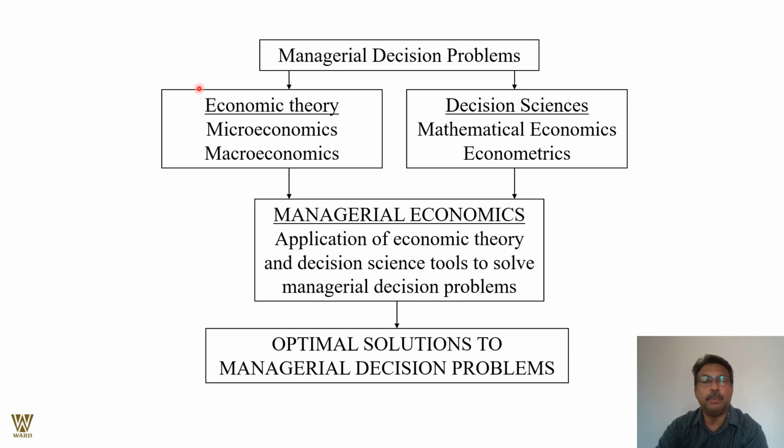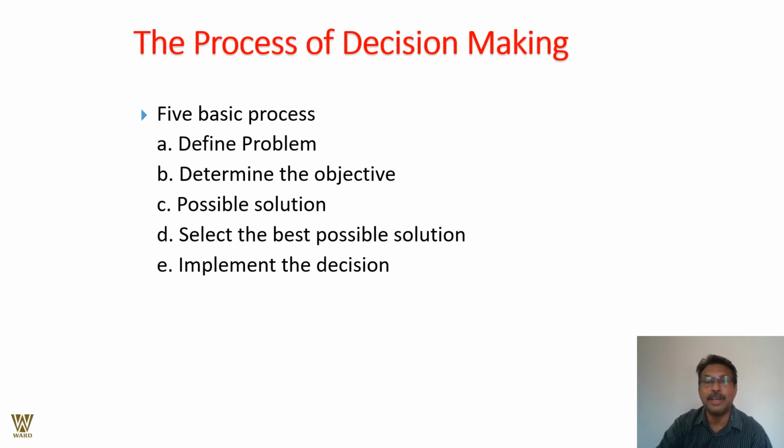So, managerial decision problems, economic theories, two: micro and macroeconomics. Decision sciences is all about mathematical economics and econometrics. These together join hands to form managerial economics, the application of economic theories and decision sciences tools to solve managerial decision problems. What are we looking into? We are talking about optimal solutions to the managerial decision problem as and when it happens.